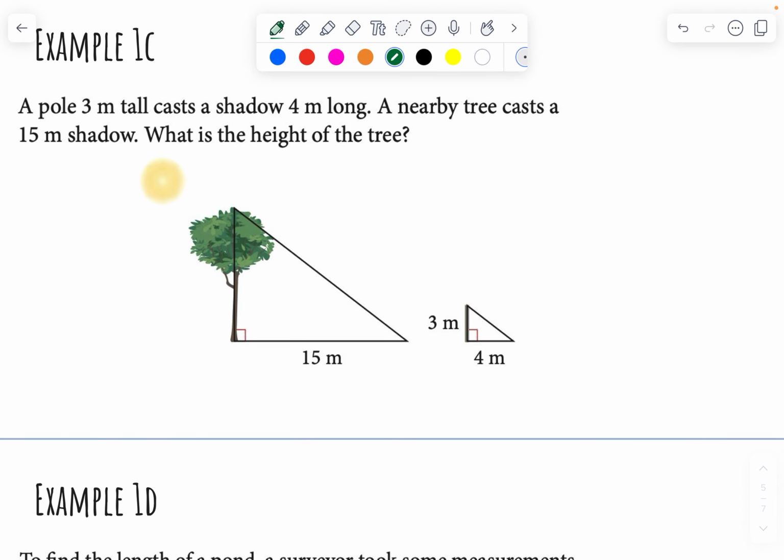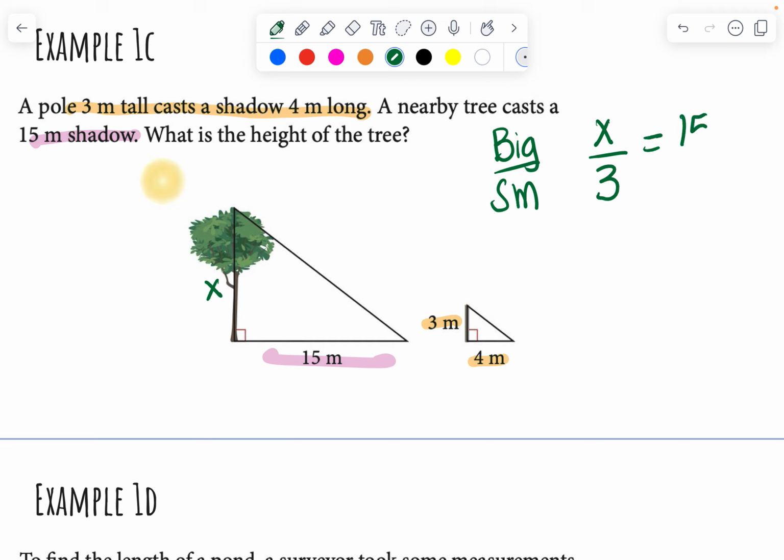A pole 3 meters tall casts a shadow 4 meters long. So 3 and 4, that's the pole. A nearby tree casts a 15-meter shadow. So there's the shadow of the tree. What is the height of the tree? We'll call that x. I'm going to do my big triangle on top for this one and my small triangle on the bottom. Remember, there's a bunch of different ways we can write this. I'm just going to do it this way. There's like 4 different proportions you could possibly write. x over 3 equals 15 over 4.